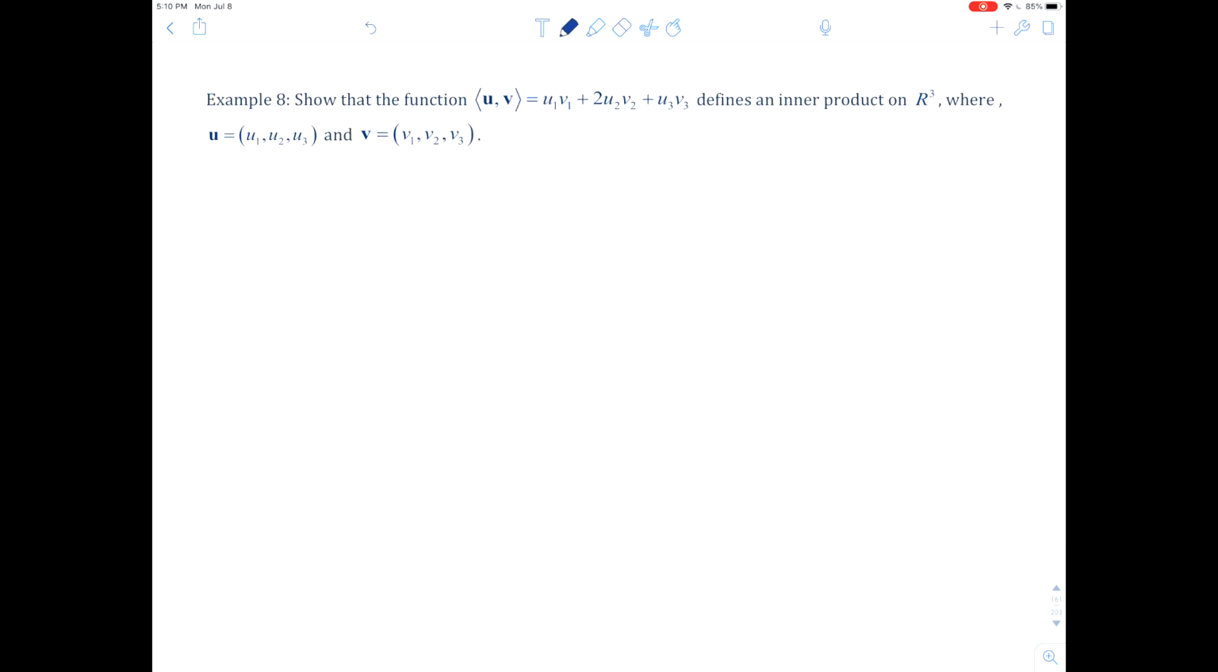All right, so example 8. Show that the function inner product of u and v equals u1 v1 plus 2u2 v2 plus u3 v3 defines an inner product on R3, where u equals (u1, u2, u3) and v equals (v1, v2, v3). So you have to just be open-minded, okay, because we're just defining a different inner product, and we need to show that it works out.